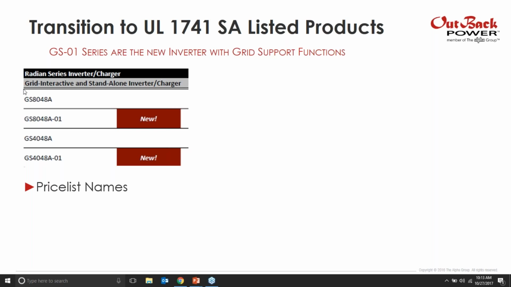Because of this transitional time period, which is pretty much last month to now, and we'll see when that transition period is over, our distributors may have both in stock. So in order to clearly identify what inverter you may need or that you're getting, we added this -01. So now on our price list, you can only purchase our -01. Previously, you could choose between the two, but now we are only producing inverters with grid function capabilities.